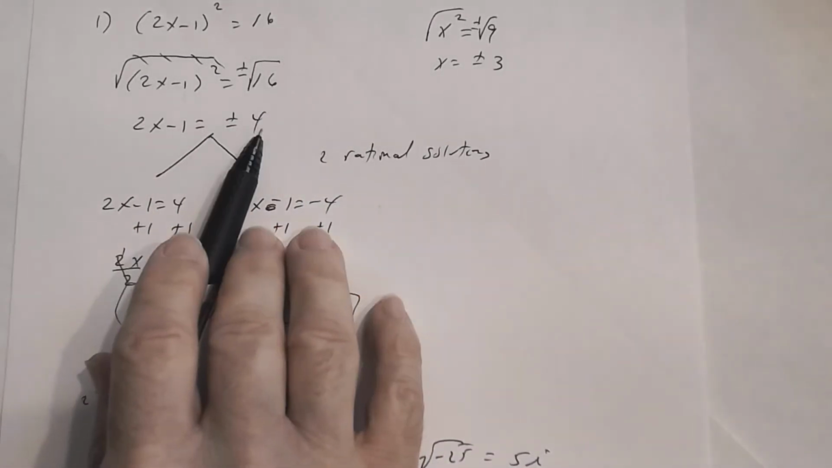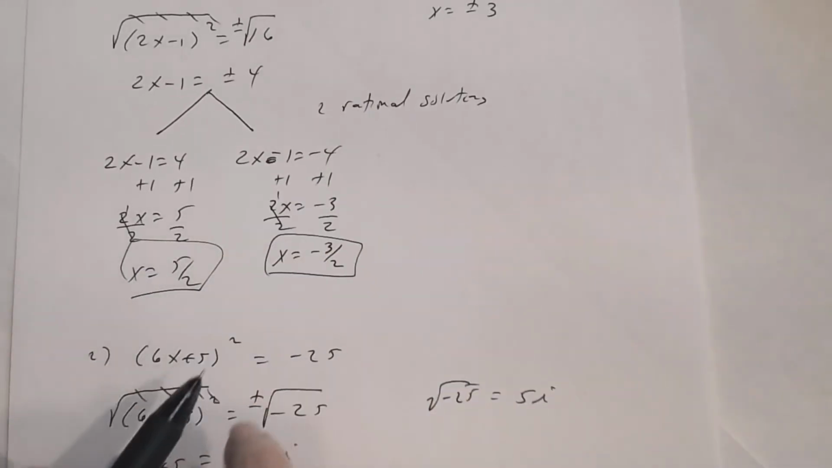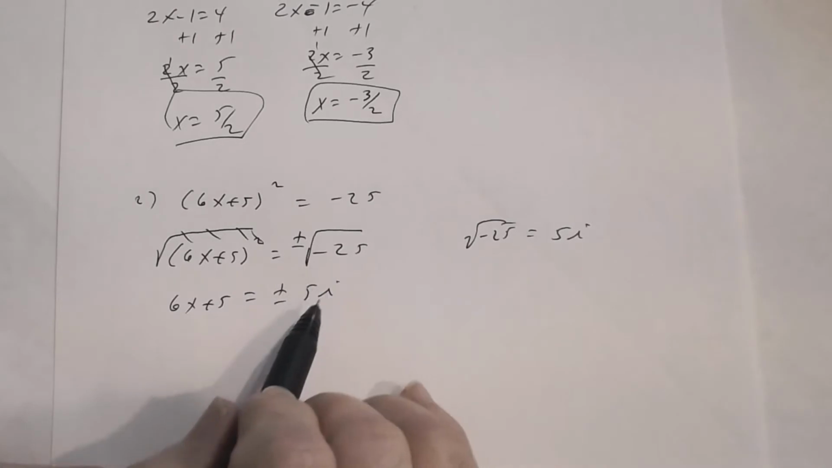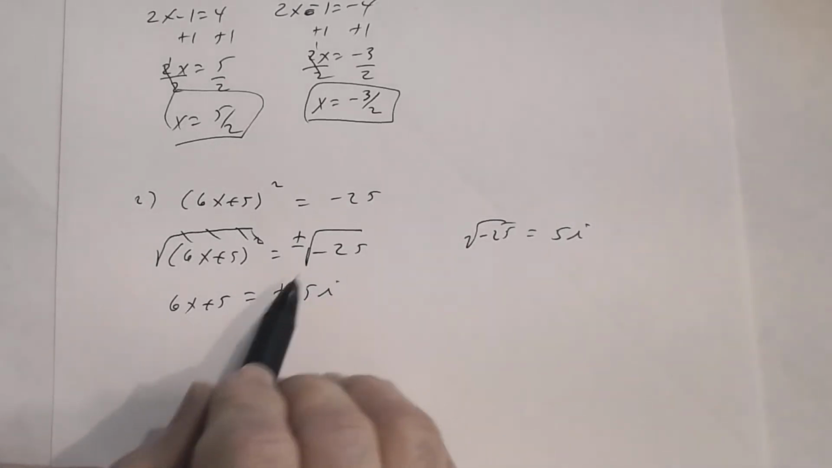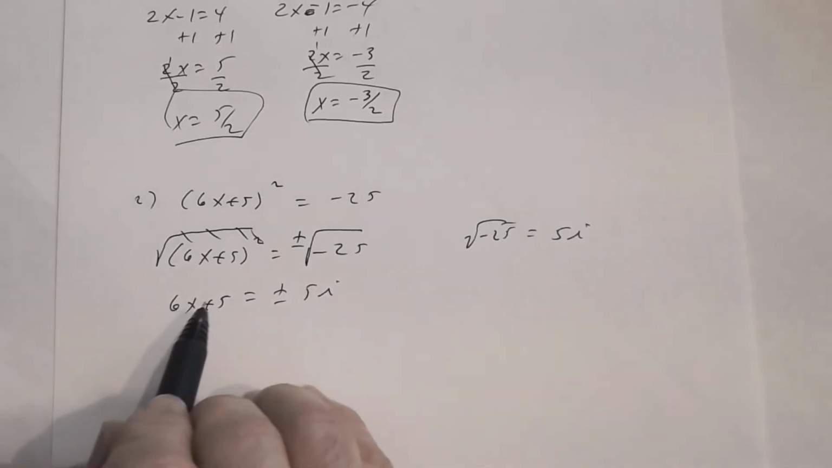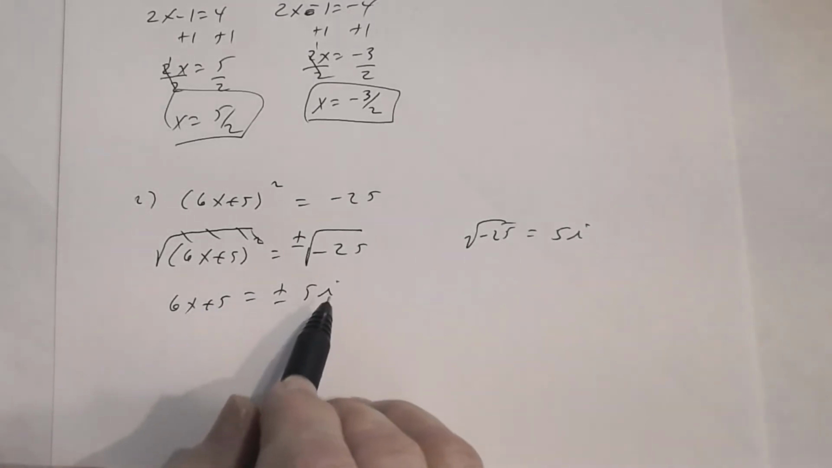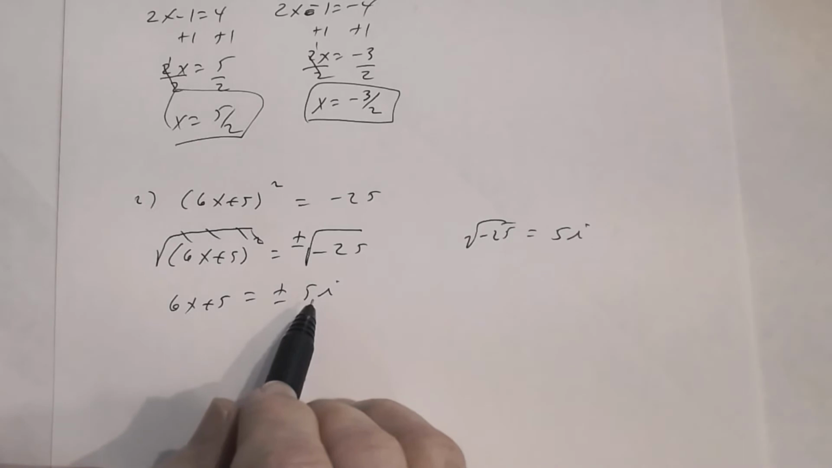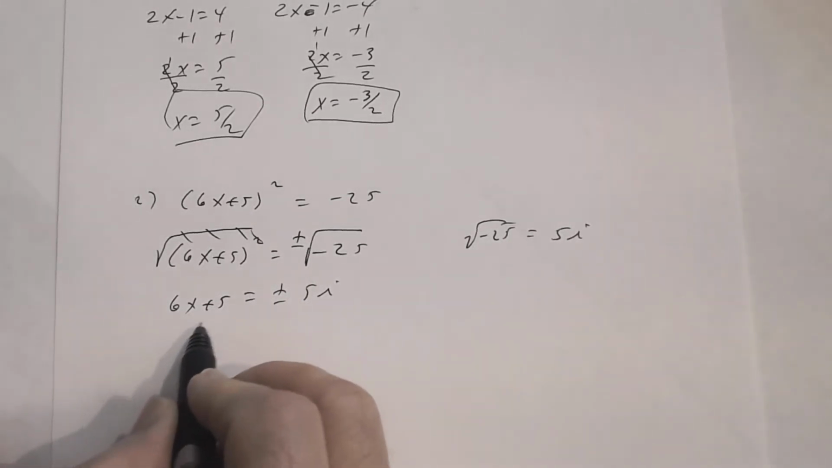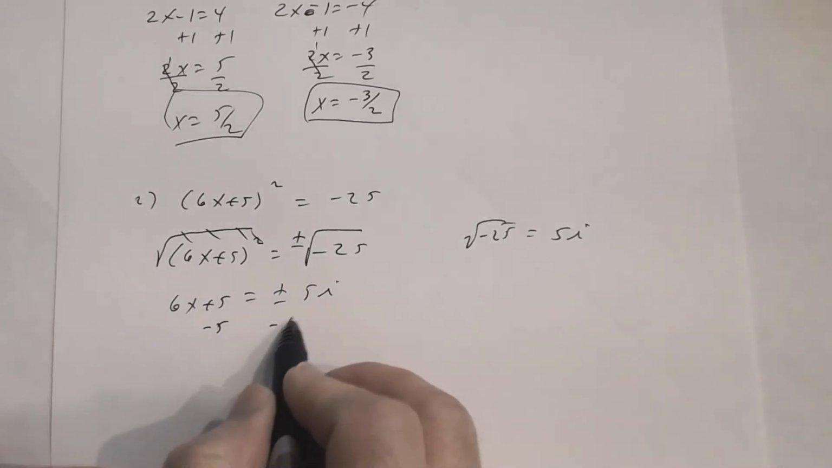No square root. So you wrote it as two rational solutions. Here, though, the square root of negative 25 is not a real number. So you get this imaginary unit here, imaginary number. Since I'm going to have the imaginary number here, this is going to be a complex number, so we're now going to deal with a complex number. What you're going to do is just subtract 5 from both sides, just like this.